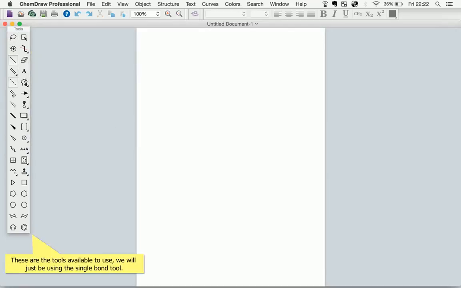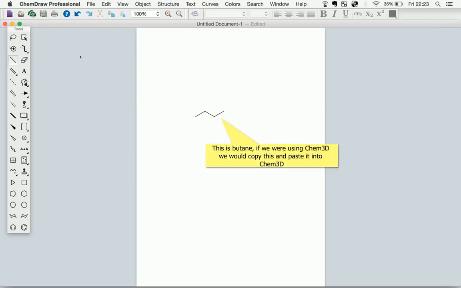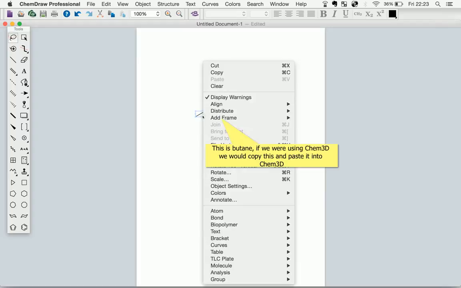These are the tools available to use. We will just be using this single bond tool. This is butane. If we were using Cam3D, we would copy this and paste it into Cam3D.